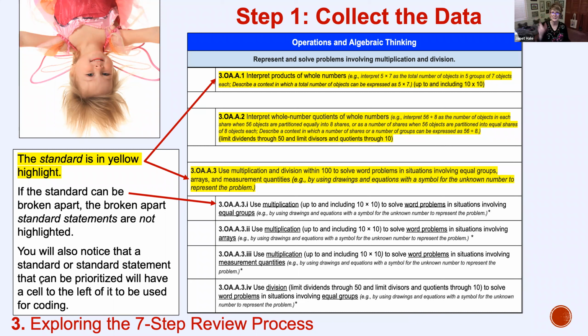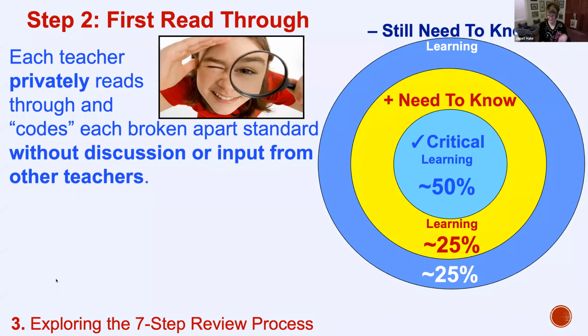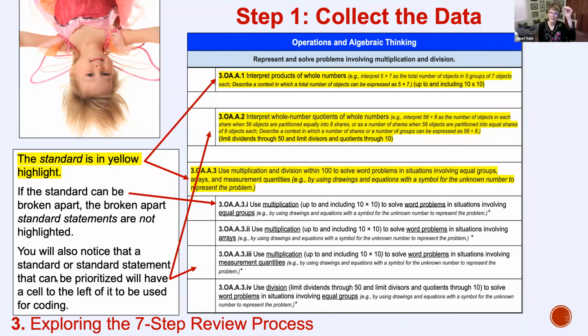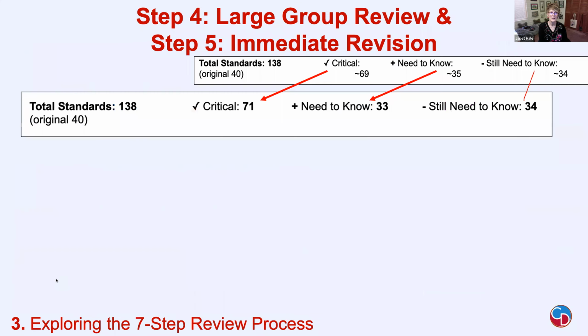And any place in my document that I create, or if you want to follow the same idea, where it can actually be coded, which we're going to talk about the codes we use, it'll have a little box next to it. So what this is showing you is 3.OA.A.1 and 2 have their own boxes, but notice the 3 doesn't, because it is broken apart, and those parts will actually be coded.